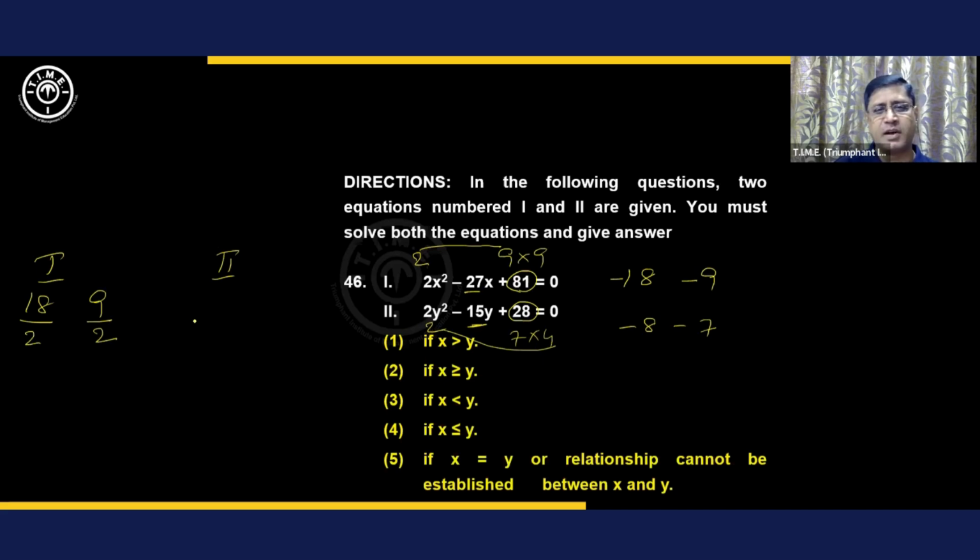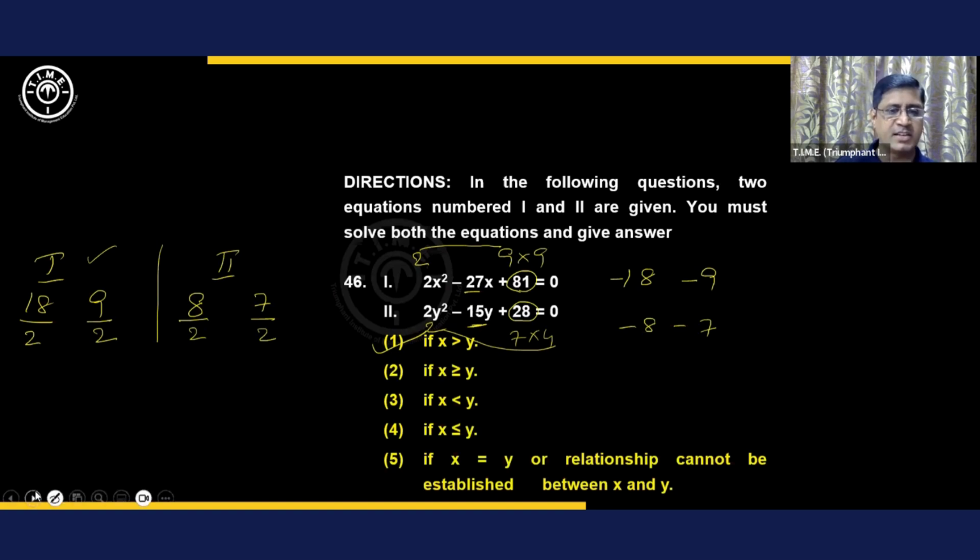So what are the factors? Minus 8, minus 7. So what are the roots of the second quadratic equation? Take the same numbers with opposite sign, divide with the coefficient of y square. Now the denominators are the same. Just observe the numerical values on the numerator side. 18 and 9 are the roots of the first quadratic equation. Both the roots of the first quadratic equation are greater than both the roots of the second quadratic equation. So the right choice is option number 1. The first choice is the right answer.